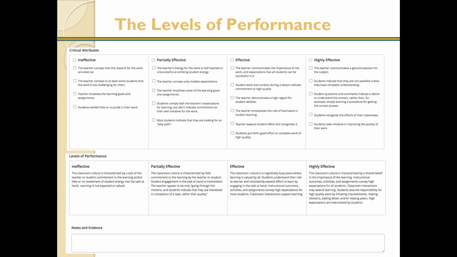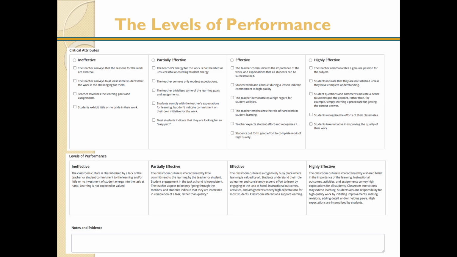For effective, the teacher communicates the importance of the work and expectations that all students can be successful in it. Student work and conduct during a lesson indicate commitment to high quality. The teacher demonstrates a high regard for student abilities. The teacher emphasizes the role of hard work in student learning. Teacher expects students' effort and recognizes it. Students put forth good effort to complete work of high quality.